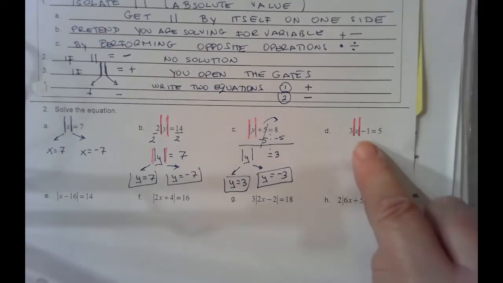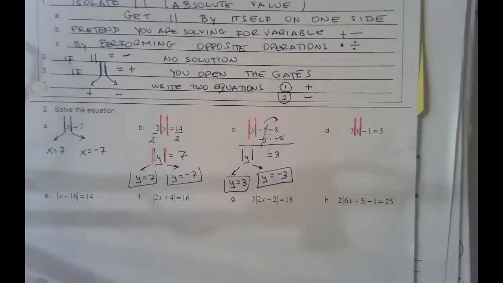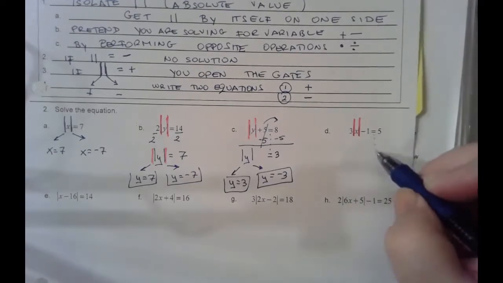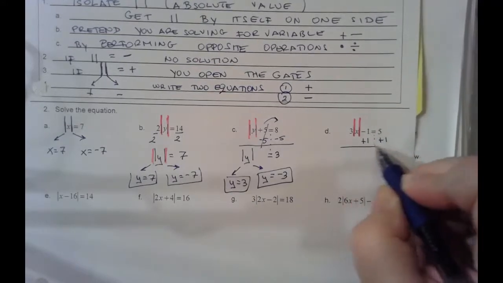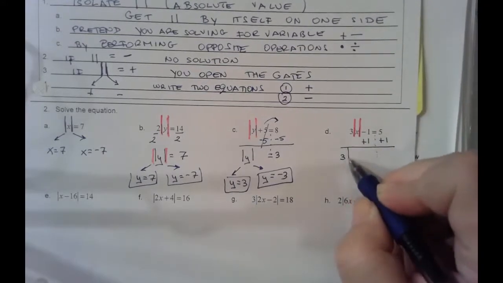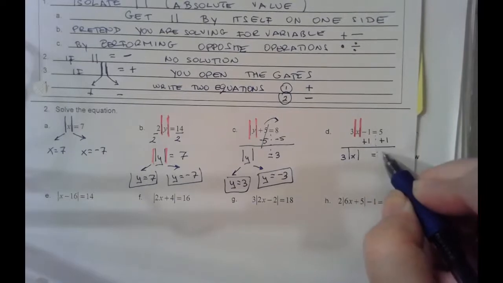So you always get rid of the number that's away. So in this case, here's my wall. I'm going to add 1 to both sides because I need to do the opposite. So 3 absolute value of x is equal to 6.